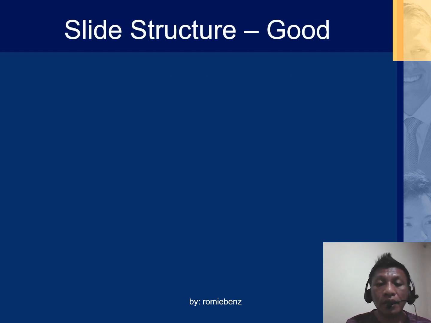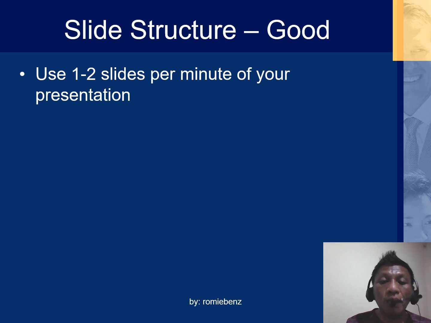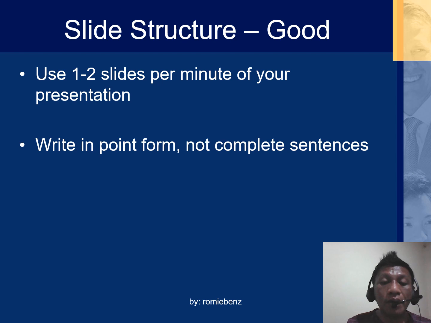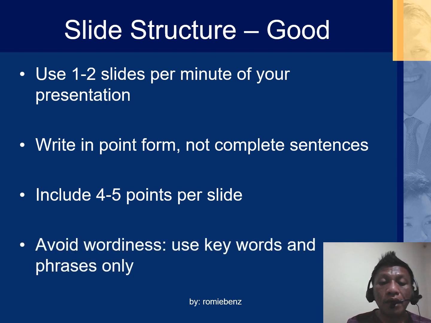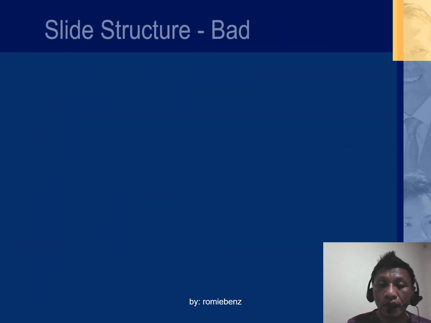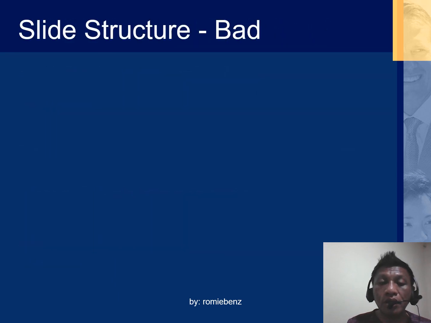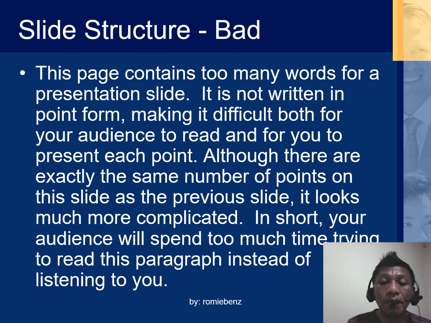Slide structure is good when you use 1 to 2 slides per minute of your presentation. Write in point form, not complete sentences. Include 4 to 5 points per slide. And avoid wordiness. Use keywords and phrases only. Structures of bad slides. Here is an example of a structure of bad slides.